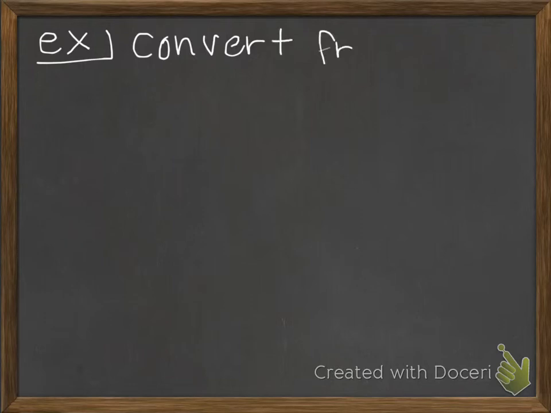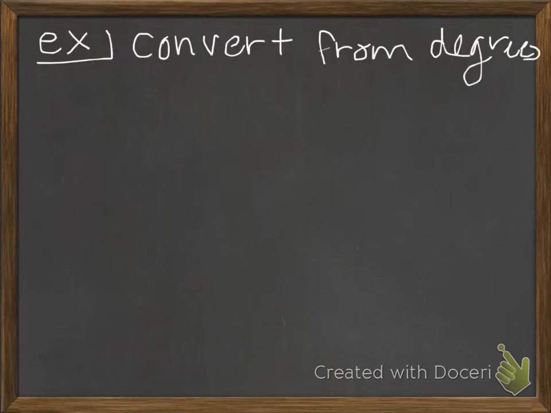So our first example is converting each degree into radians. So we're converting from degrees to radians.